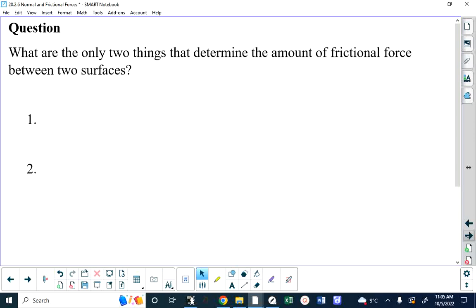How many of you have one in your head? Kai, what are you thinking? But I'm asking what determines the force of friction between the objects. The mass? Turns out no, not the mass. Weight. Not the weight. This is where the misconceptions come in.